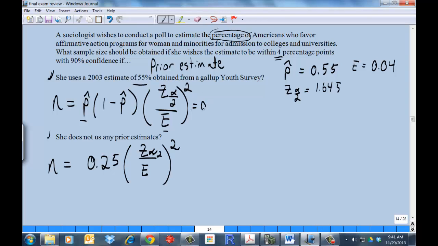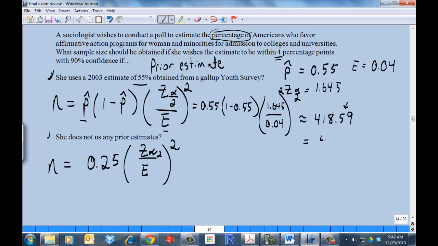Now let's go ahead and plug everything in. 0.55 times 1 minus 0.55 times, and here we're going to plug in the z alpha by 2 in the numerator, 1.645 over the margin of error, 0.04. And we're going to square all of that information. Okay. Now, once we multiply all of this out, you're going to get something like 418.59. But we're always going to round this up to the next integer. So our sample size needs to be at least 419 individuals for us to estimate the true percentage within 4 percentage points with 90% confidence.